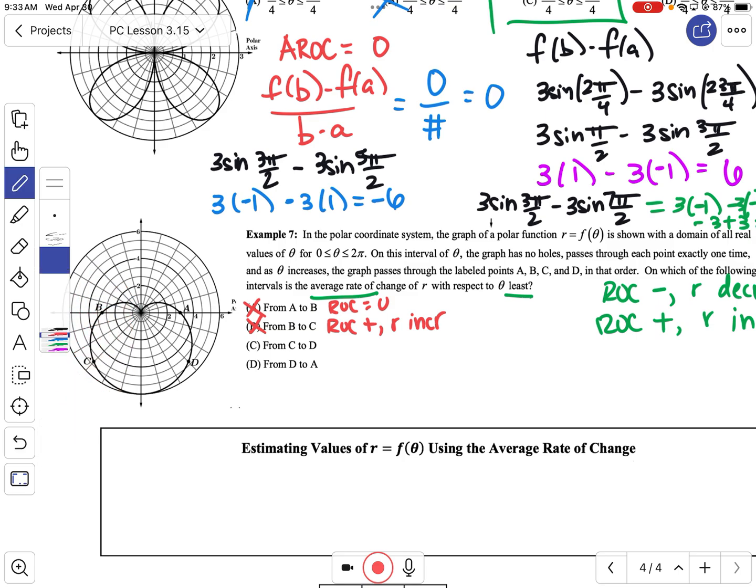Okay, let's go from C to D. What's true about your rate of change? It's 0. That isn't it either. Okay, it must be that last one. Let's make sure.